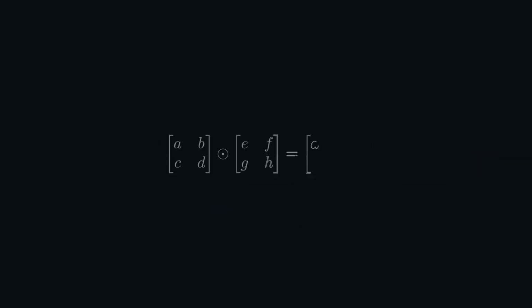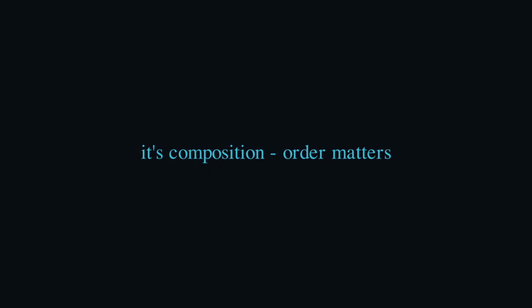So drop the most common mistake. Matrix multiplication is not multiplying matching boxes together. It is composition, doing one transformation, then another, and the order changes the answer.